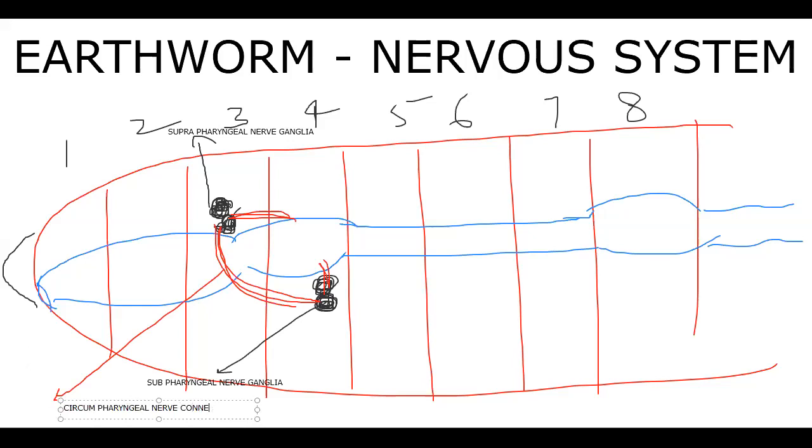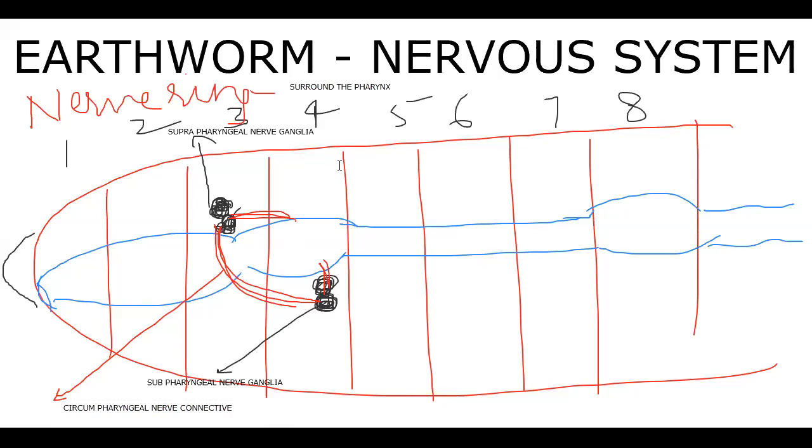So the suprapharyngeal nerve ganglia, which is above the pharynx, and the subpharyngeal nerve ganglia, which is present below the pharynx, are connected to each other by the circumpharyngeal nerve connective, which forms a nerve ring. A nerve ring that you need to remember. Where is the nerve ring formed? The nerve ring surrounds the pharynx. That you have to remember because in the cockroach, the nerve ring surrounds the esophagus. Here the nerve ring surrounds the pharynx.